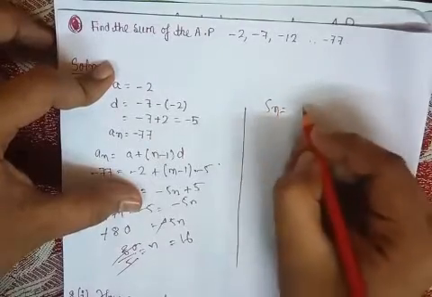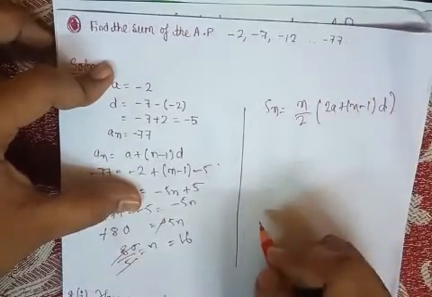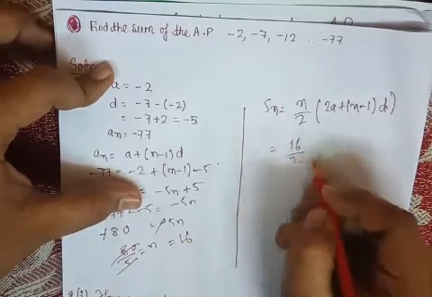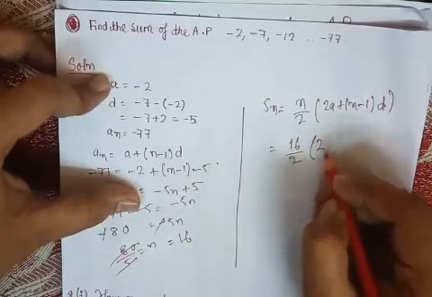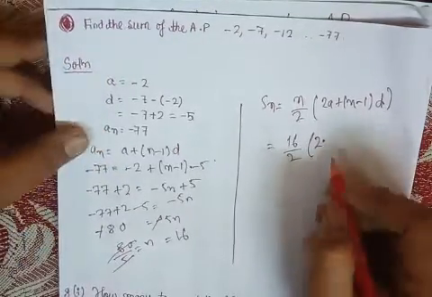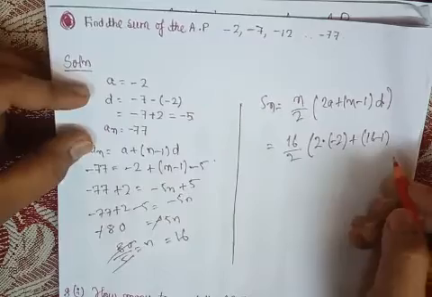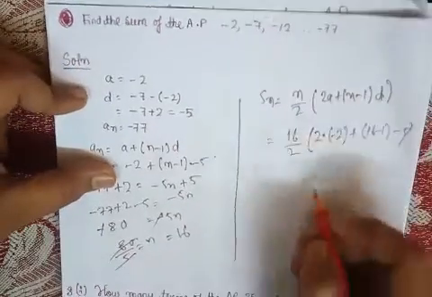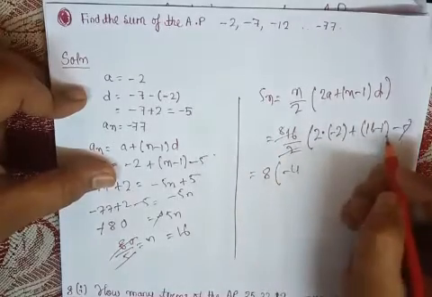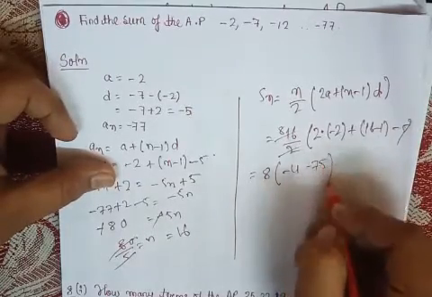So Sn is equal to n by 2, 2a plus n minus 1 d. We got the n, that was 16, so this gets 16 by 2. We had the a, that was -2, so 2 into -2. And we had d as -5. So we get 2 into -2 is -4, 16 minus 1 is 15, 15 into -5 is -75.